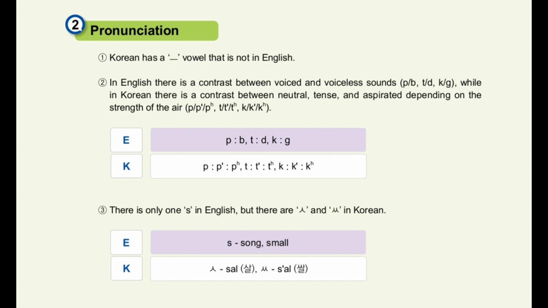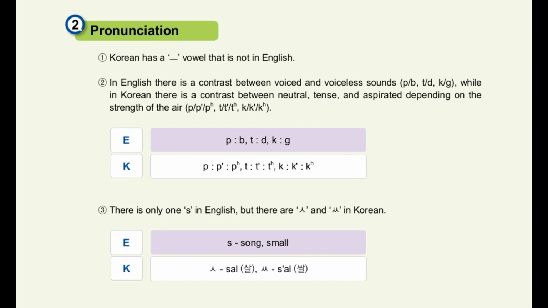Not only that, but each of those 3 letters have 3 different forms. The regular neutral B, the double tense B, and the strong aspirated P. The same is true for the T and the G sounds in Korean.